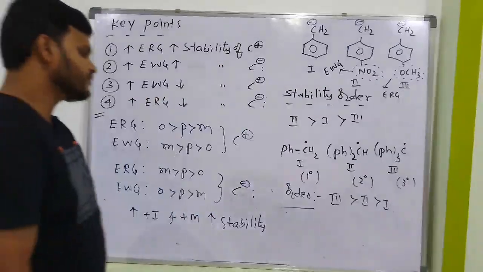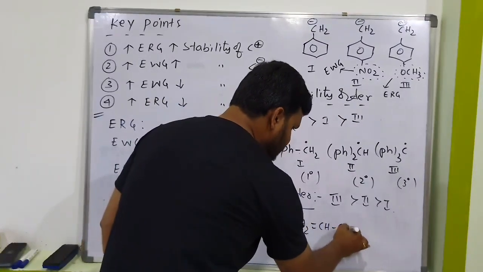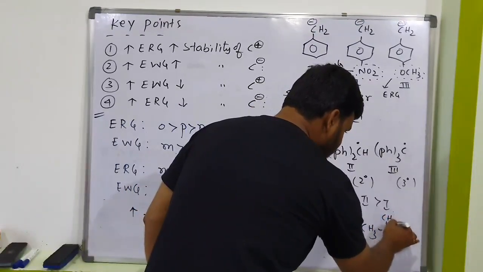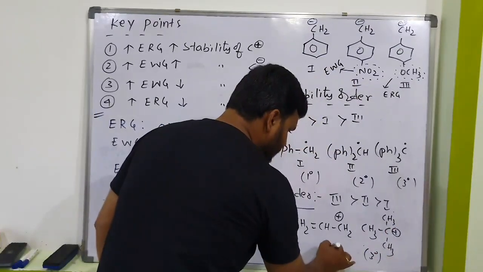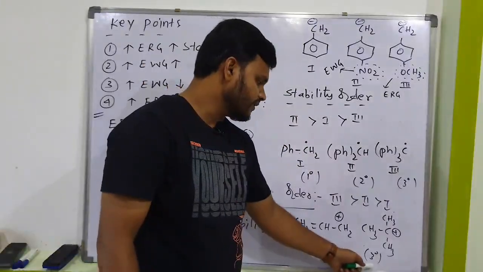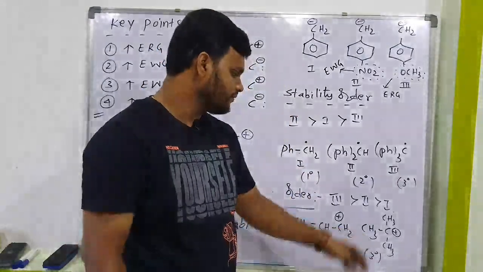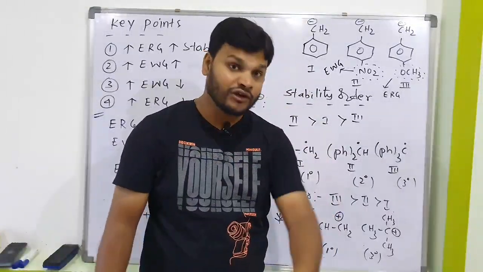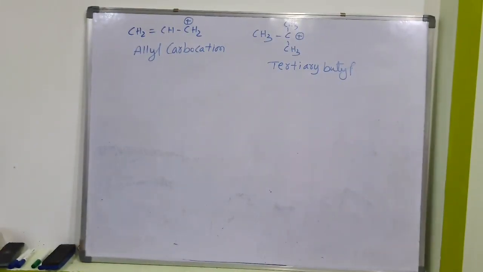Yes. So let me ask you one question. Out of 2, which is more stable? CH2=CH-CH2+ and CH3-C+(CH3)-CH3. Actually this is a 3 degree carbocation, this is a 1 degree carbocation, isn't it? Yes. But my question, this one and this one, out of 2, which is more stable? I am giving 1 minute, no problem. Try to give the answer. If you give the correct answer, that indication you are the most brilliant student. Definitely you are going to crack NEET and JEE. Allyl carbocation and tertiary butyl carbocation, out of 2, which is more stable?